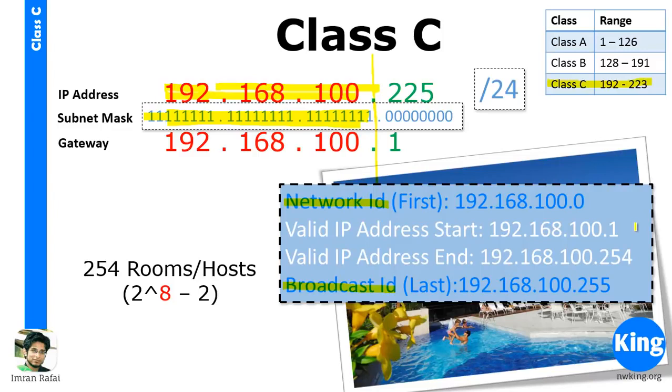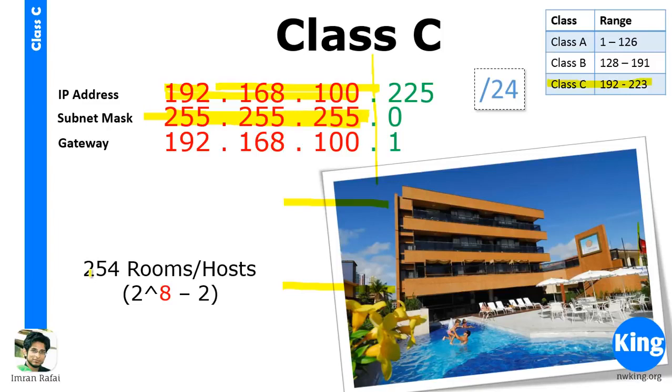To know how many valid IP addresses there are in this network, we use the formula 2 to the power of the number of host bits. In this case, the number of host bits is the number of zeros, which is 8. So 2 to the power 8 minus 2 is nothing but 254 hosts, or valid rooms in the case of the hotel analogy. So if you take the hotel analogy, it is like a hotel with 254 rooms.